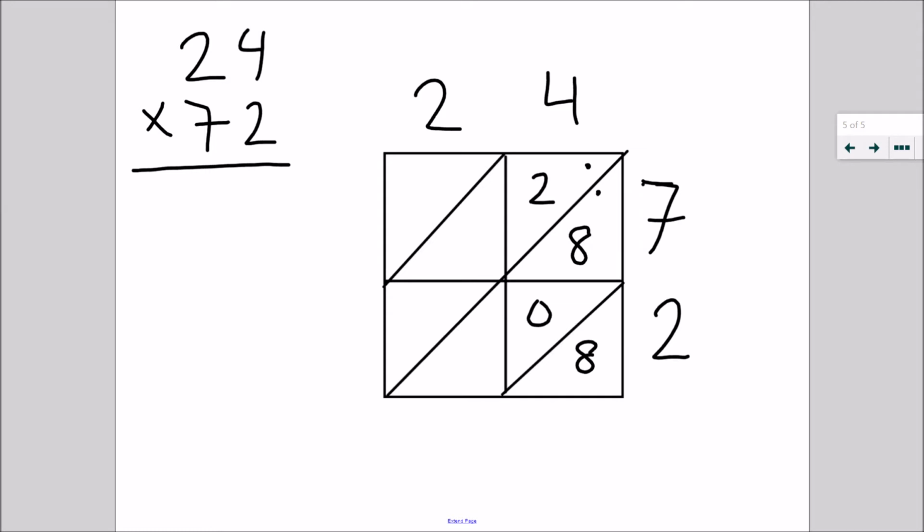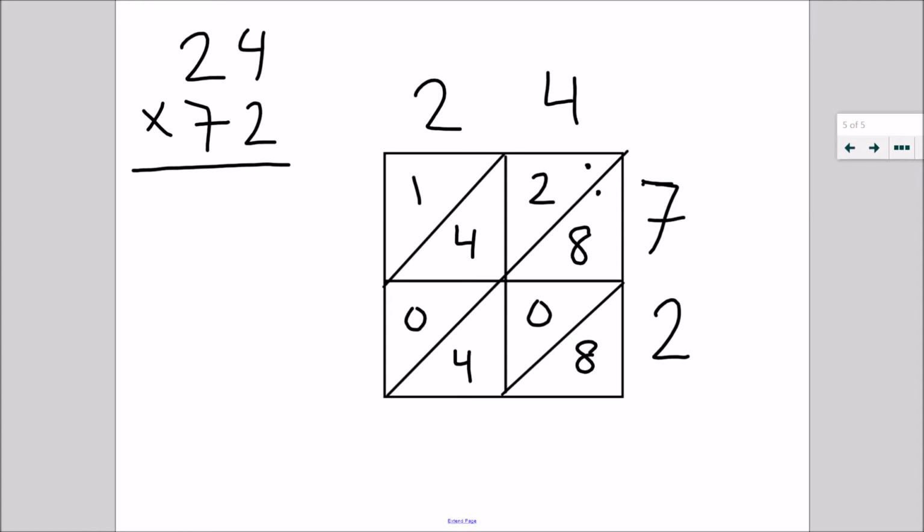20 times 70, 2 by 7. Well, 2 times 7 is 14. In this case, that means 1,400s, but I'm just writing 14 in the box. I've got 1 left, 2 times 2. Hopefully, pretty basic problem for grade 5, is 4. That's 0 tens and 4 ones.